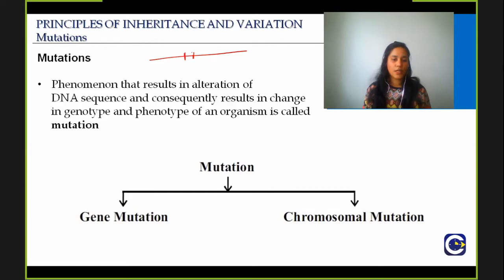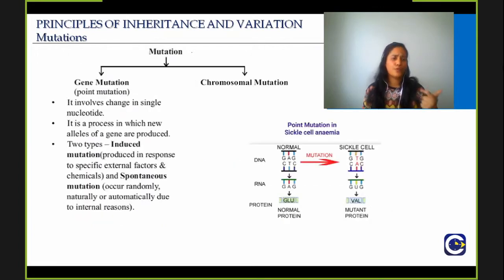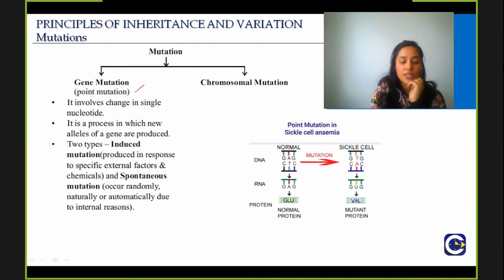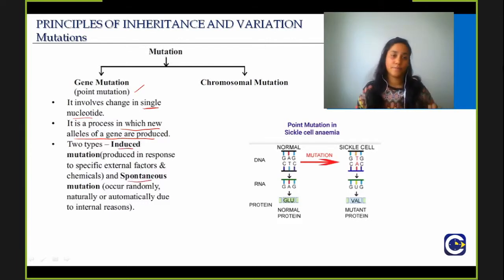So let us first quickly look at gene mutation, and I am hoping most of you know what is point mutation. What is point mutation? It involves change in a single nucleotide. Point, generally you can say like one point. That is why single nucleotide. And it is a process in which new alleles of a gene are produced. Then there are two types. One is induced, one is spontaneous. Induced is external, you induce something through certain agents called mutagens. And spontaneous occurs automatically inside your body.